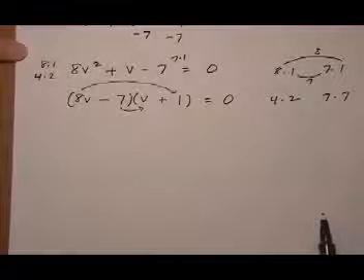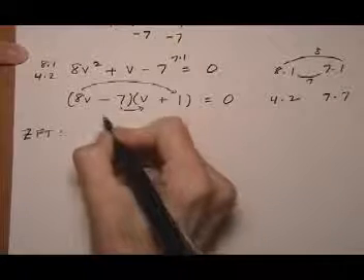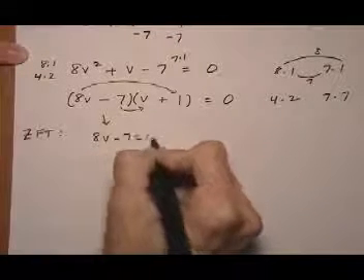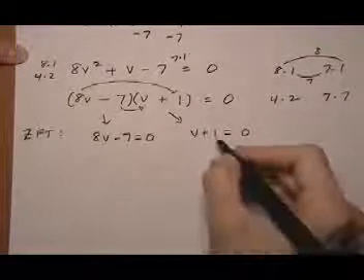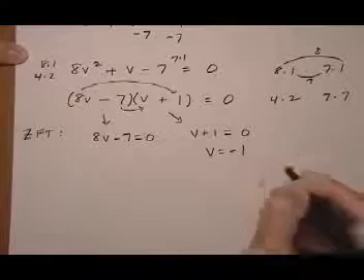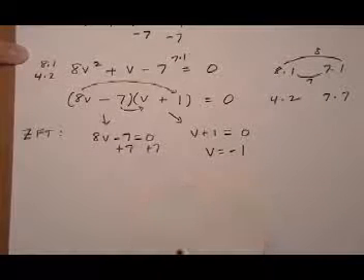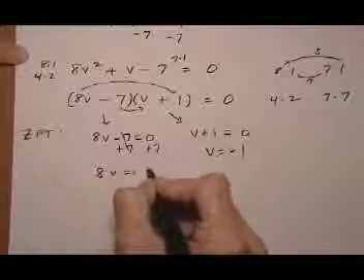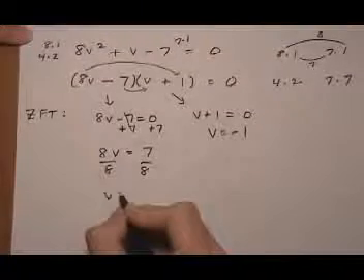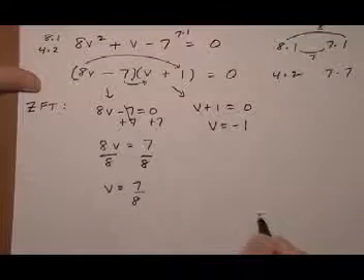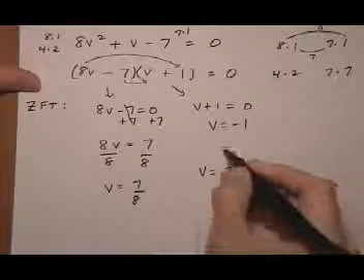Next step after we factor is the zero factor theorem. So we say 8v minus 7 equals 0, or v plus 1 equals 0. Well, this one's pretty quick. We could subtract 1 on both sides and we get v is minus 1. This one, let's go through the steps of solving the equation. Add 7 to both sides. 8v equals 7. Divide by 8. And we get v equals 7 over 8. So our final solution, v equals either minus 1 or 7 over 8.